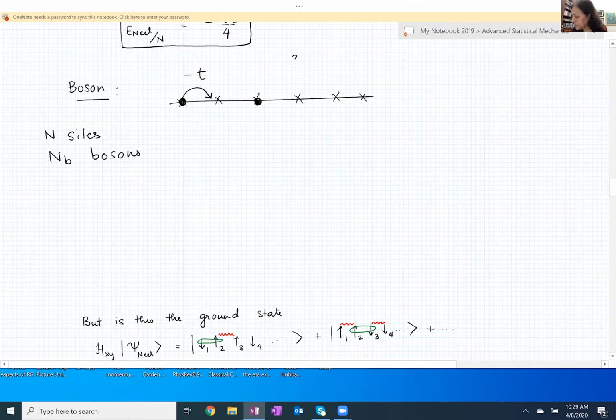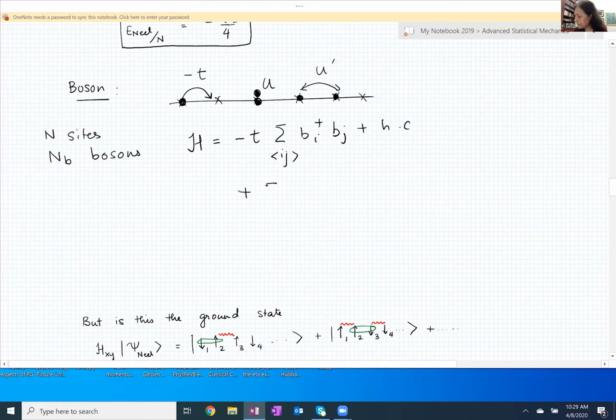Then the other process that can happen is when 2 bosons sit at a site, it costs some energy U. I'm trying to write a general Hamiltonian for bosons, so we don't have to have a hardcore constraint. It could be some softer repulsion. Then we may also have some inter-site boson interaction, say U prime and so on. The most general Hamiltonian you would write is minus T ij bi dagger bj plus the Hermitian conjugate, the reverse process. And then you could have some uij ninj, where uij can be on-site, nearest neighbor, etc. Hopping also could be between two neighboring sites or more distant.